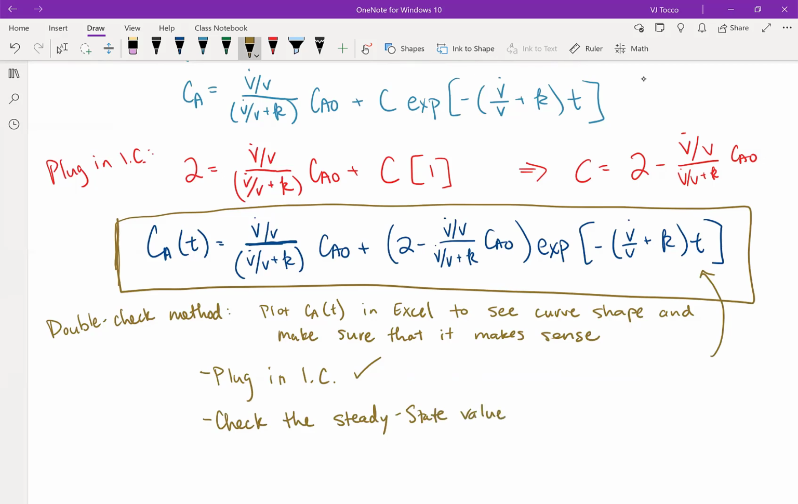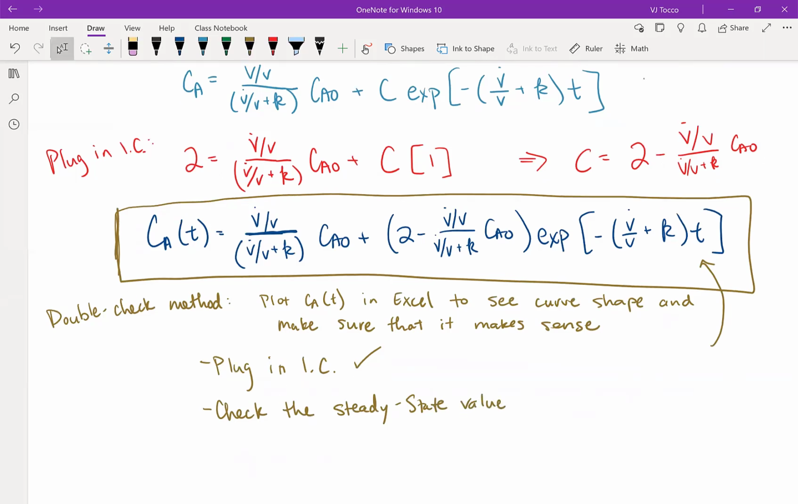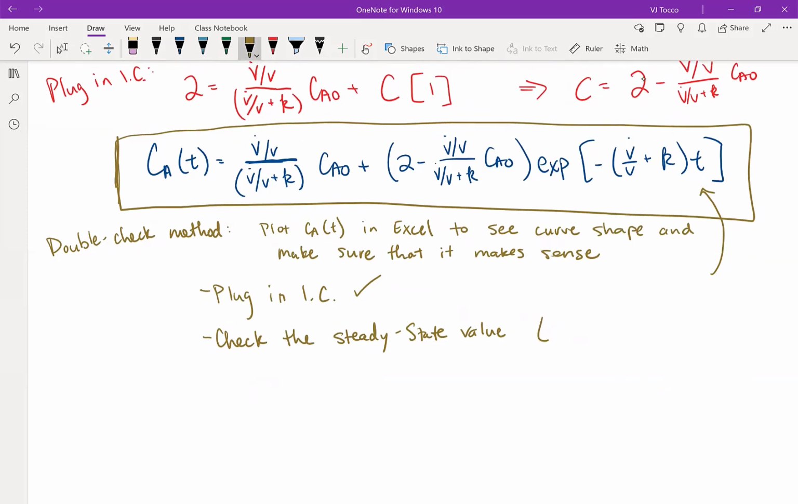So I know that because I'm starting up this CSTR, of interest to me is what is CA for time going to infinity? Because I know that eventually that CSTR is going to achieve some level of steady state. And maybe I'm interested in knowing what that value is. That's another analysis that you can do here. There's two ways that you can double check what the steady state value is. And if they match, that's another indication that what you've done is correct.